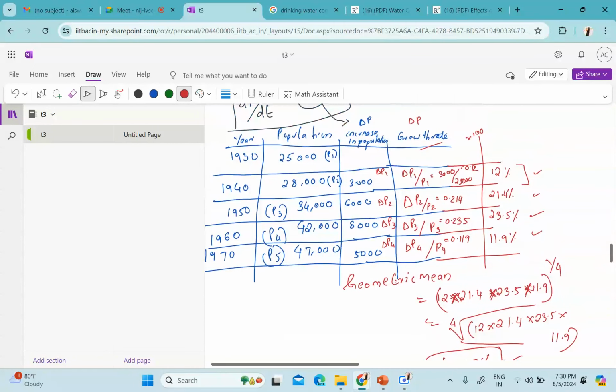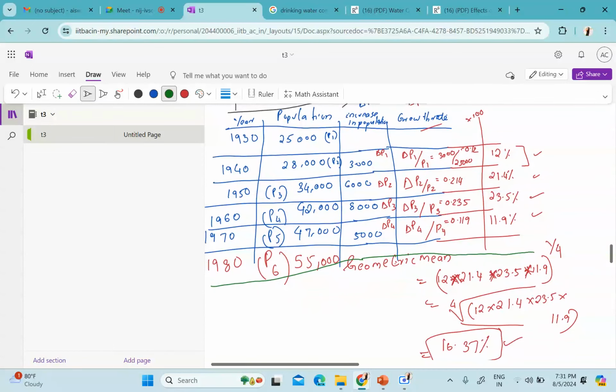So for example here, you please calculate 1980. I'm adding one more value here, P6. Here for example, I'm considering this as 55,000. Then add the other columns, 1 2 3. Find out these values. What is the increment in the population growth rate? Calculate this and tell me.